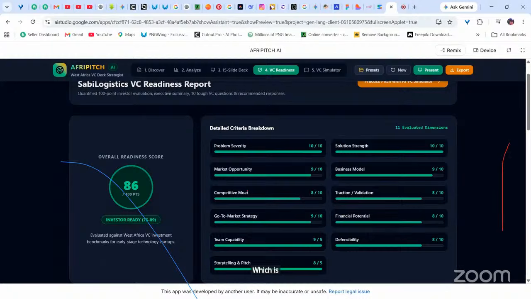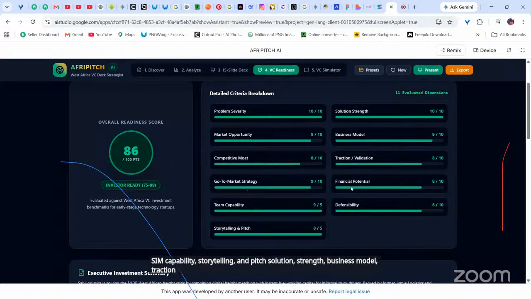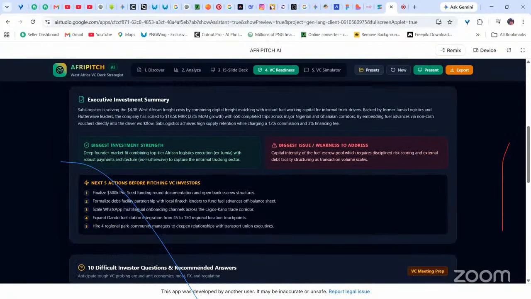The detailed criteria breakdown, we have the problem severity, the market opportunity, the competition weights, the go-to-market strategy, team capability, storytelling and pitch, solution strengths, business model, traction and validation, financial potential, defensibility. So all of these are for the VC readiness, which is the venture capital readiness.